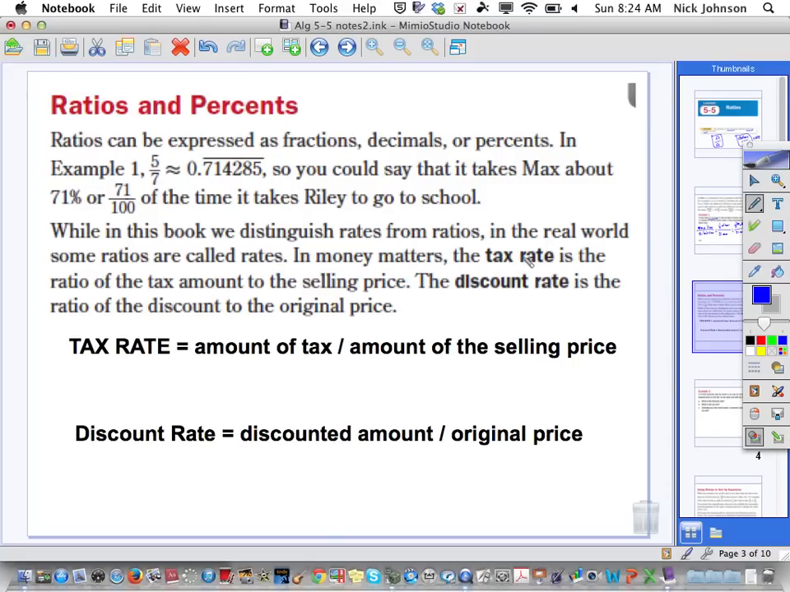In money matters, the tax rate is the ratio of the tax amount to the selling price. So as you can see right down here, I got tax rate is equal to the amount of tax divided by the amount of the selling price. Okay? The discount rate is the ratio of the discount to the original price. So discount rate equals discounted amount divided by original price. Okay? So, moving along.